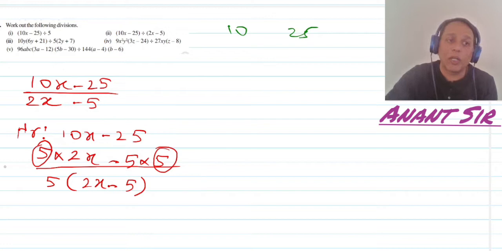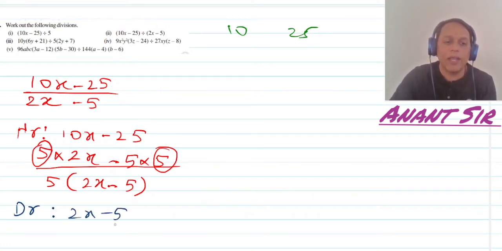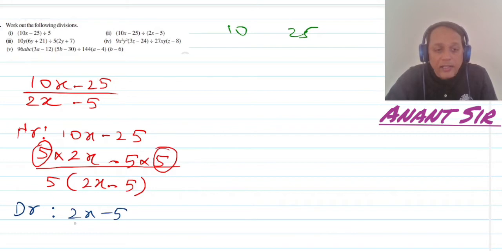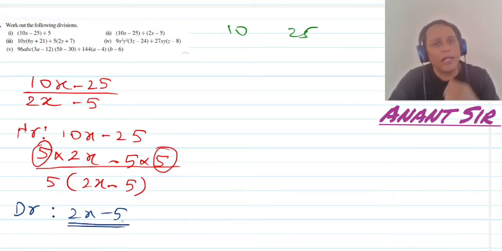Now what about the denominator? The denominator is 2x minus 5. You cannot simplify this further, right? 2 and 5, they don't come in any same table. And x is only in the first term, it is not in the second. So x cannot be taken common also.